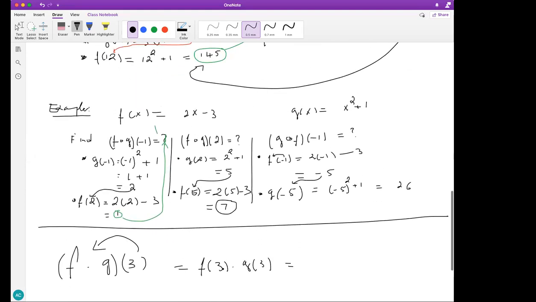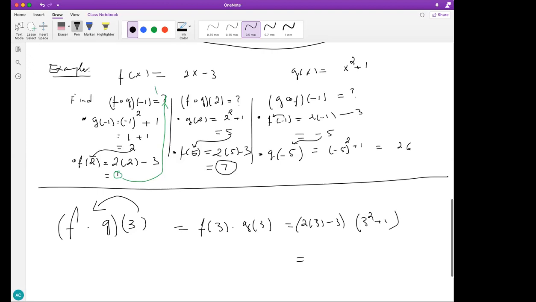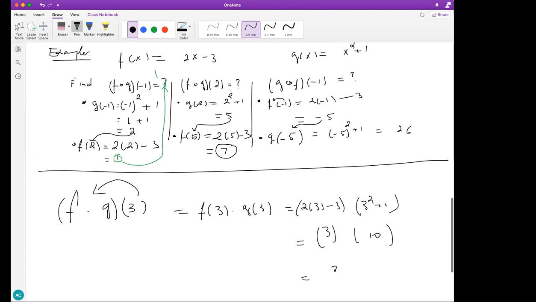So if you continue with this one, what is f of 3? If you plug 3 here, f of 3 would be 2 times 3 minus 3, and that you're going to multiply. So this is the first one, f of 3. Now we're going to g of 3. I'm going to plug 3 into g. G of 3 will be 3 to the second plus 1. Then you do the parentheses first. That's 6 minus 3, that's 3. Times 3 to the second, 9, plus 1, 10. Finally, you multiply, you get 30.